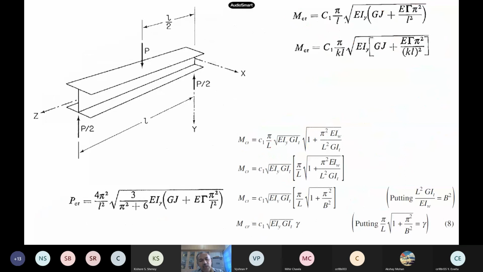If it is a concentrated load, you can find it analytically. So this is the expression for a concentrated load on an I section. You can calculate from this expression itself.